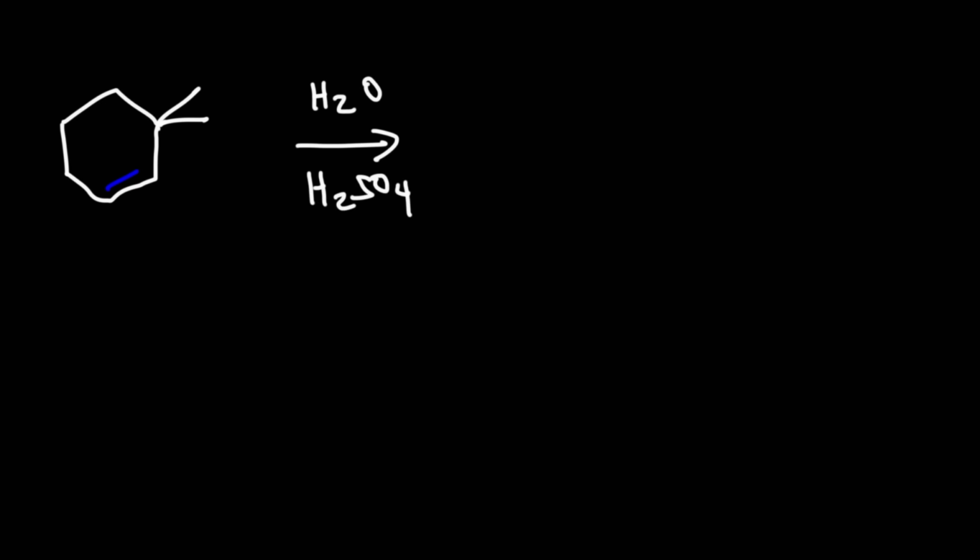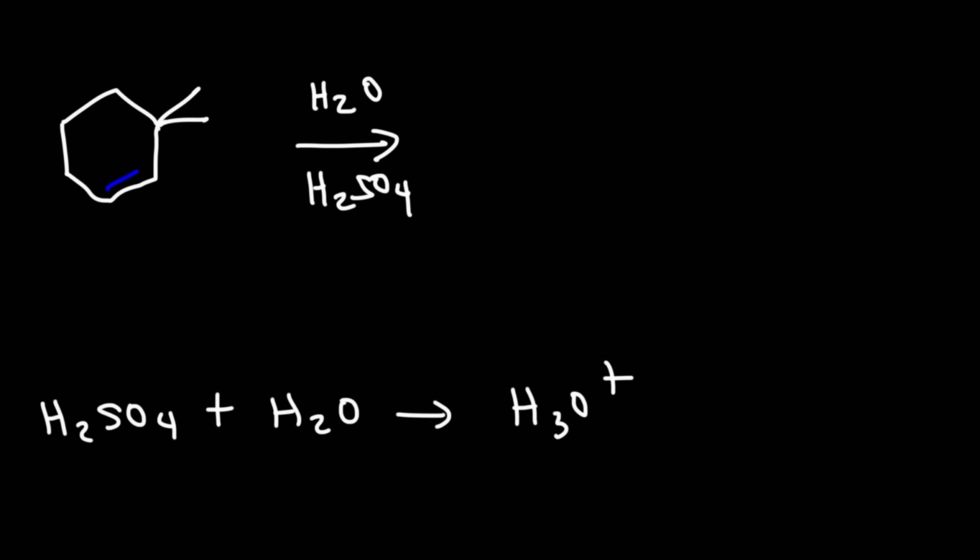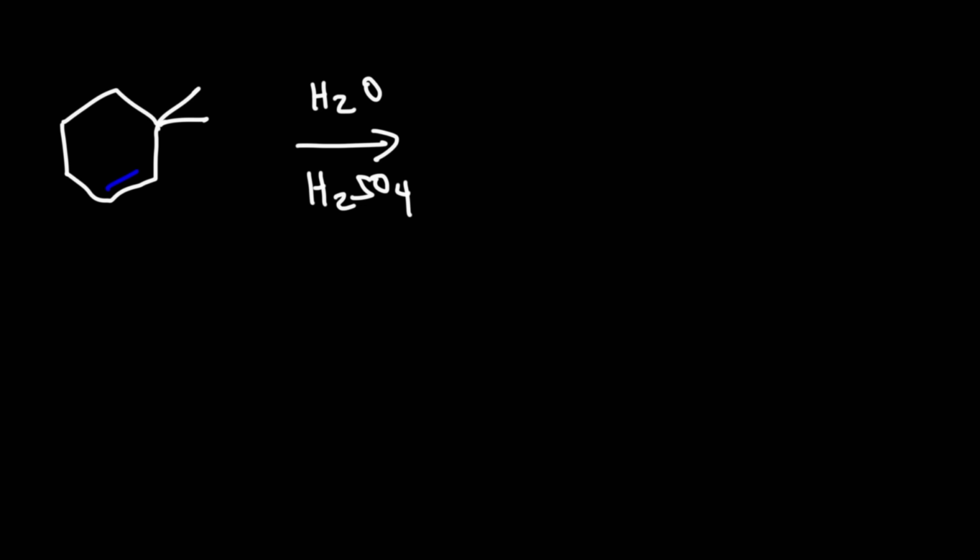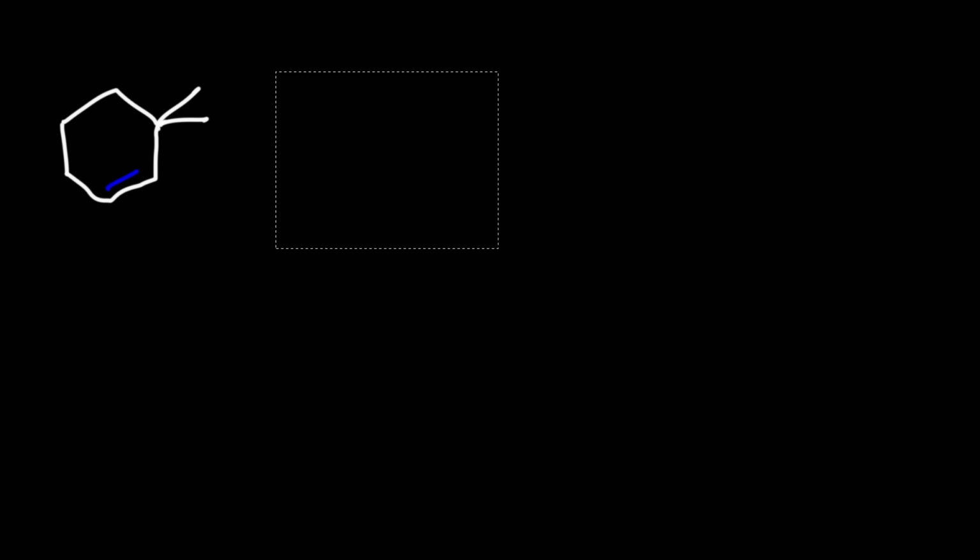So let's say we have this particular alkene, and we're going to react it with water and sulfuric acid. What's going to be the major product of this reaction? The first thing you need to realize is that sulfuric acid is a strong acid. When it reacts with water, water is going to act as a weak base. So sulfuric acid is going to donate a proton to water, creating H3O plus and the bisulfate ion. So this reaction produces H3O plus. So mixing an alkene with water and sulfuric acid is equivalent to reacting it with H3O plus.